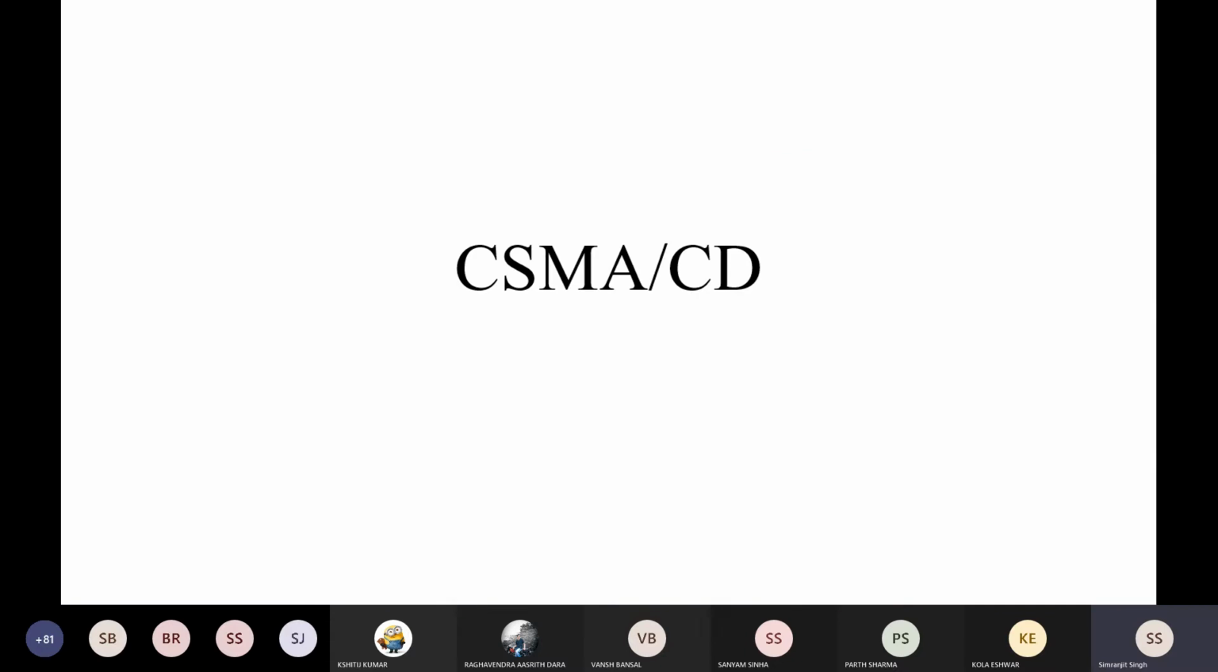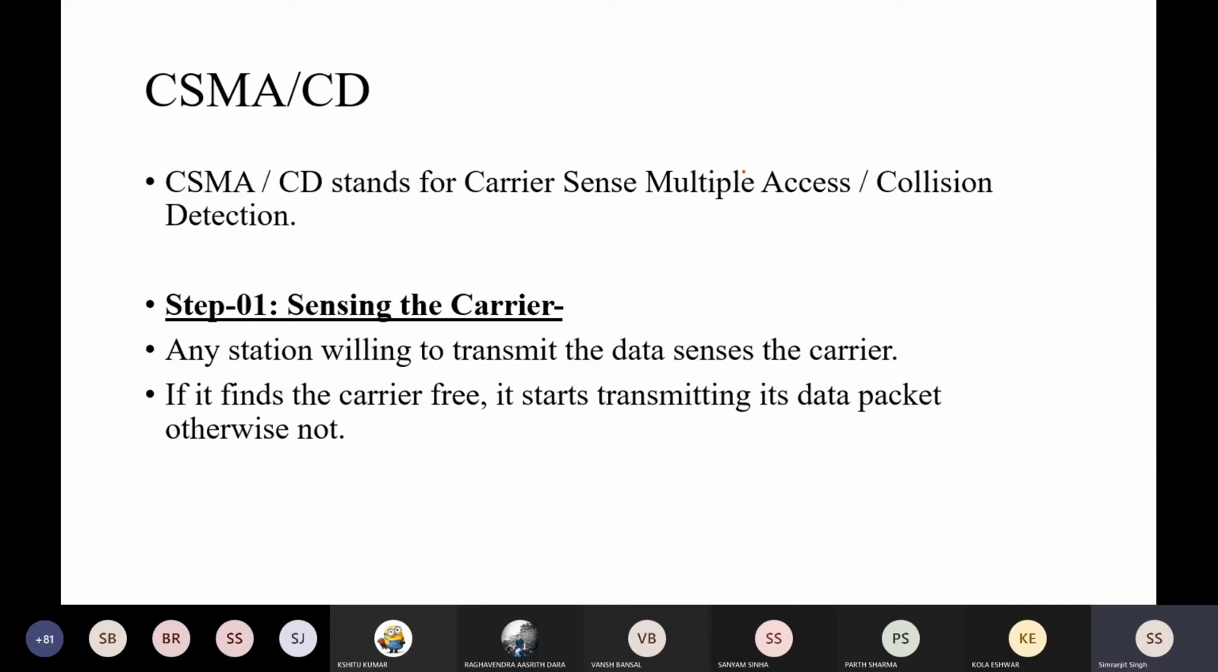CSMA/CD full form is Carrier Sense Multiple Access with Collision Detection. Everything in this particular algorithm is automatic. CSMA/CD is mostly used in Ethernet. When they say CSMA/CD or Ethernet, this particular access control method is always used in Ethernet. It is so popular that sometimes people say Ethernet instead of CSMA/CD.